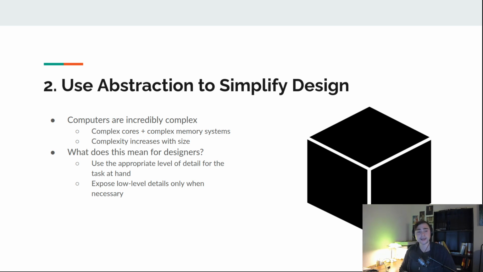So what does this mean for designers? It means we have to use the appropriate level of detail for the task at hand. So we need to make it in such a way where an engineer doesn't need to know everything about every particular subsystem in order to do their job. We need to be able to design good interfaces and abstract things away, and only expose those low-level details as necessary. And this is true throughout the stack, from high-level application software to our system software, going all the way down to the hardware.